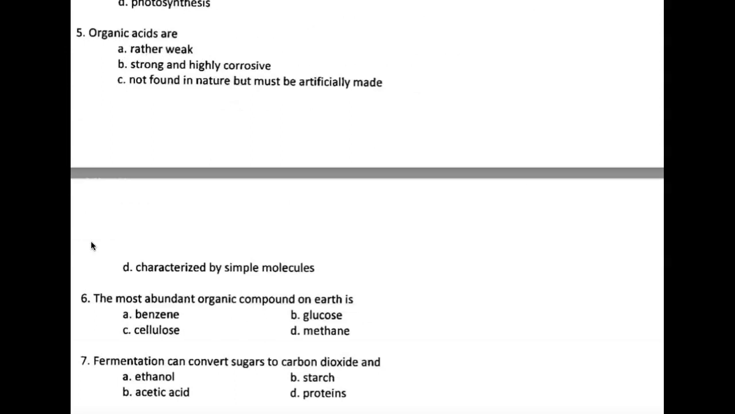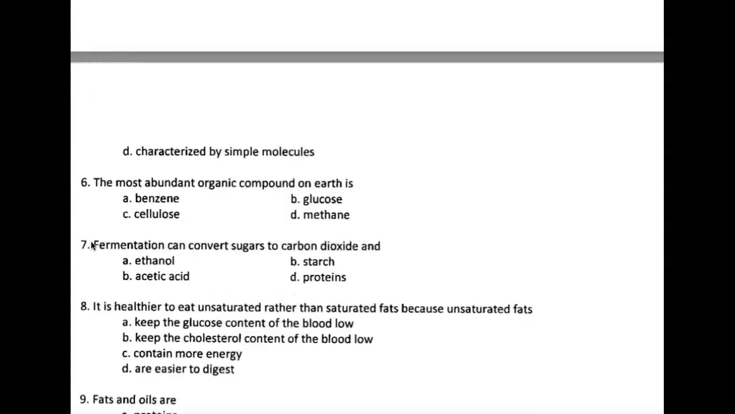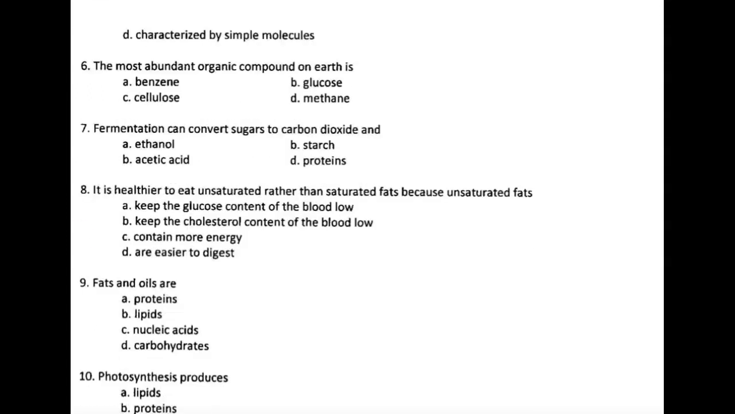Organic acids are, for the most part, rather weak acids. A is the best answer there. 6, the most abundant organic compound on Earth. Some may think it's glucose, but it's not. It is cellulose. And that's because trees and plants are made mostly of cellulose. Okay, so that's the most abundant organic compound on Earth.